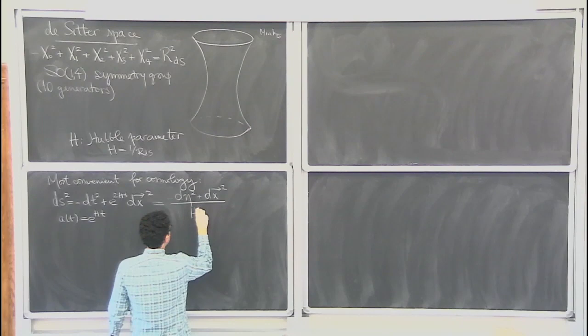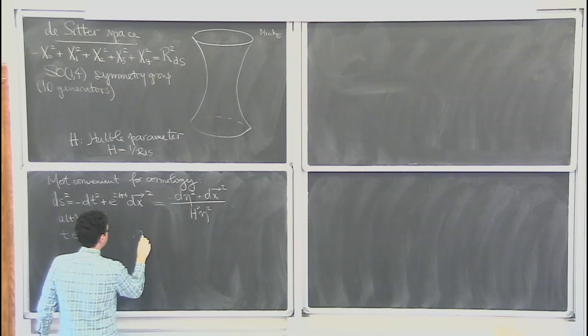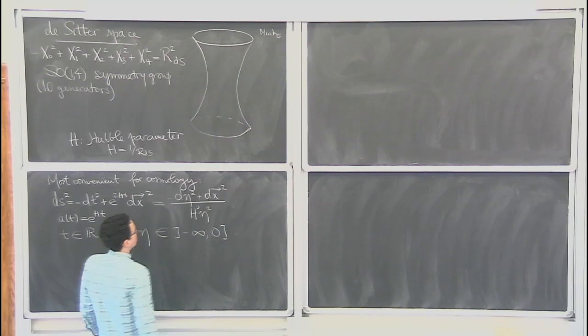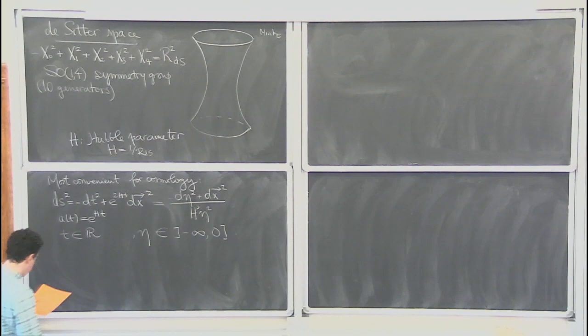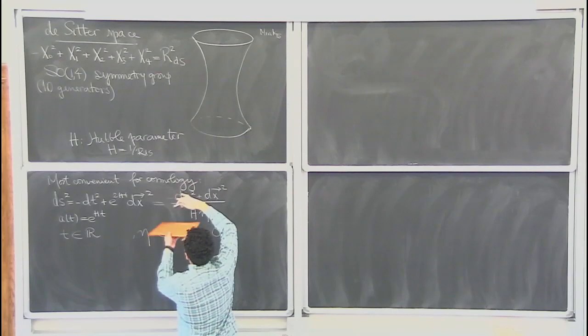So this is another way of writing the line element, okay? Where t runs over the whole real line, and this conformal time eta runs from minus infinity to zero. So they only cover half of the hyperboloid, but we're only interested in the expanding part of the space-time. If I do some conformal transformation, I can squash the hyperboloid into a square. This is a Penrose diagram.